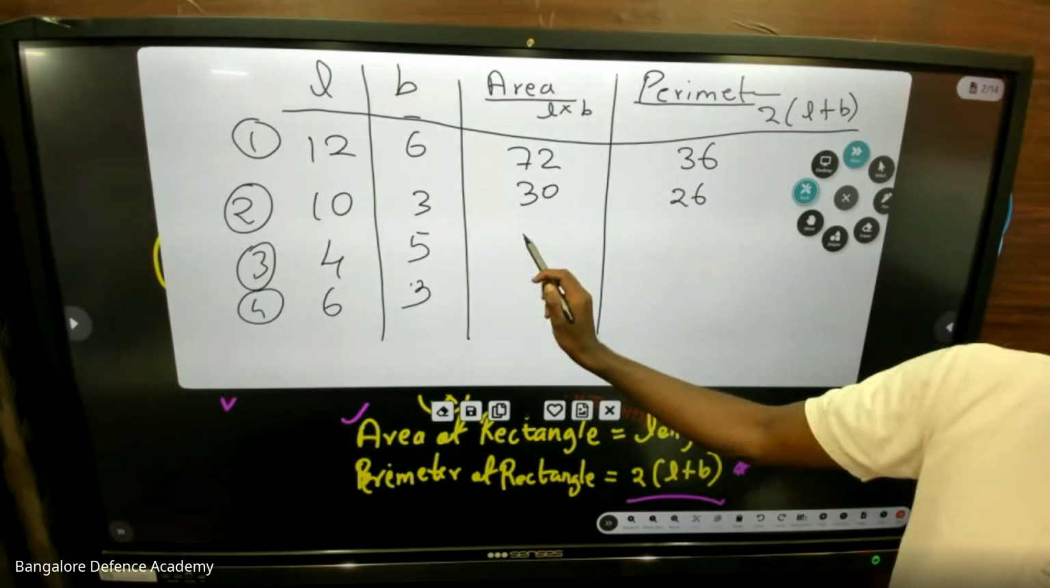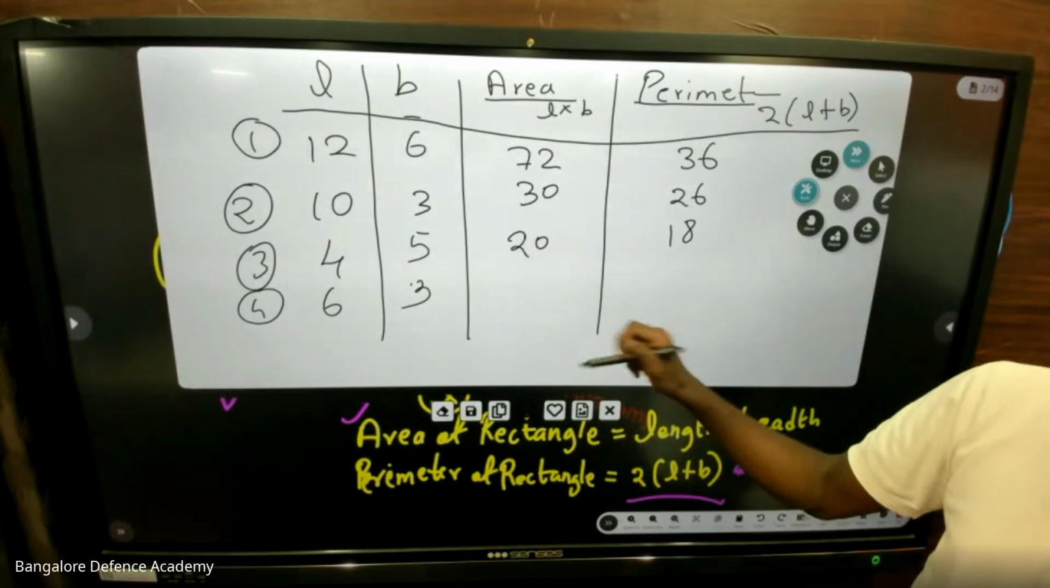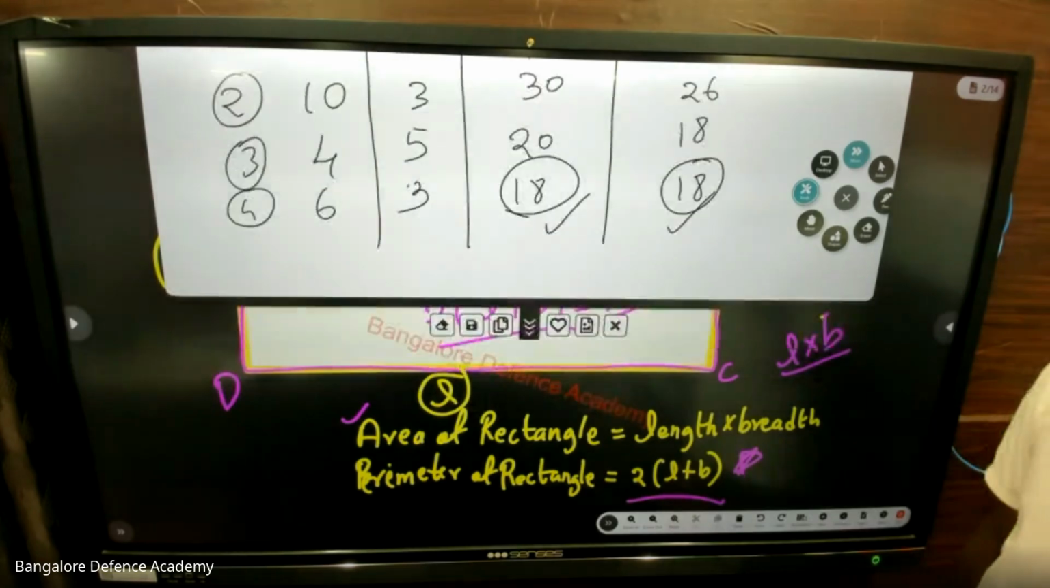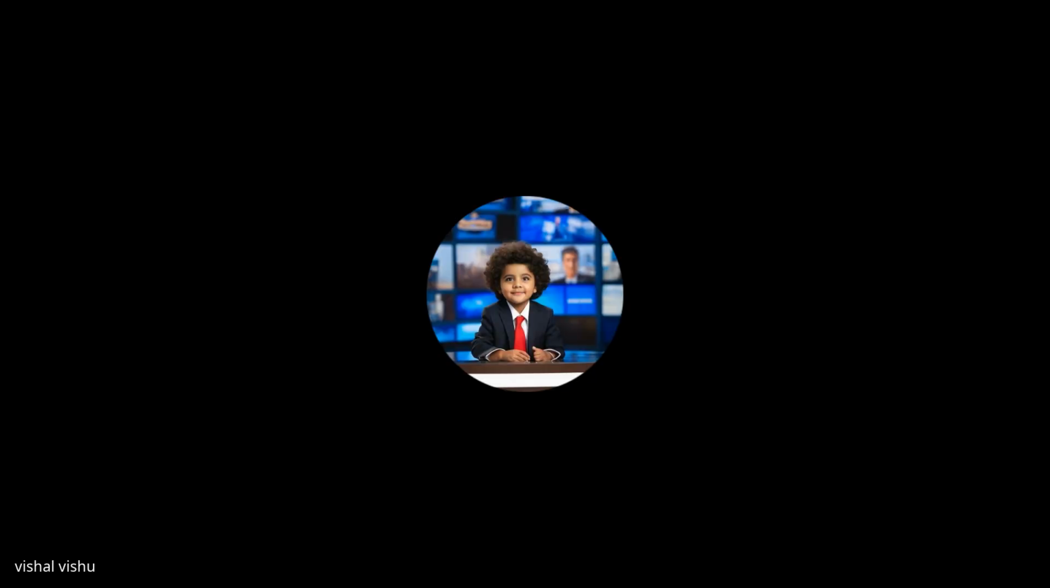Very good. Next. Area 18, perimeter 18. Correct. Next. Area is also 18 and perimeter is also 18. Are you comfortable with rectangle formulas here? Yes, sir. Next. Ready for the next one?